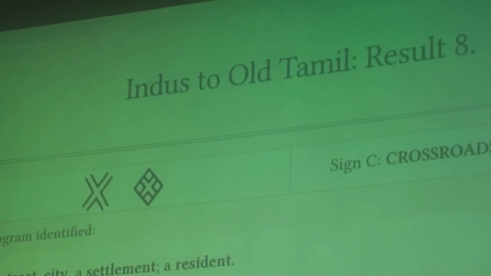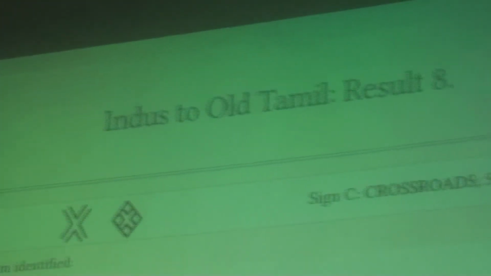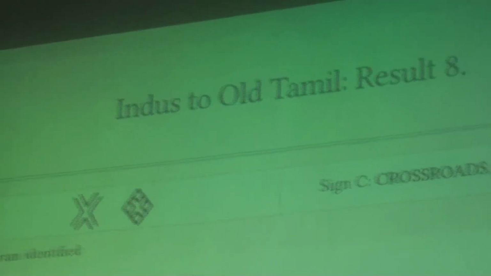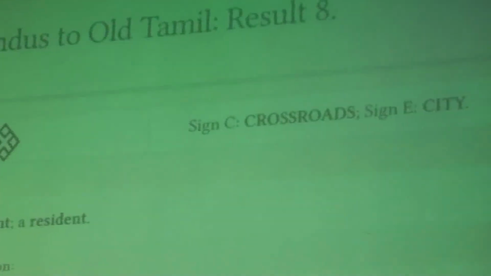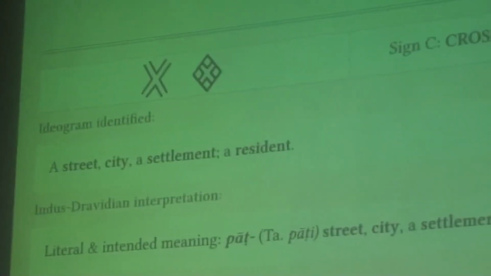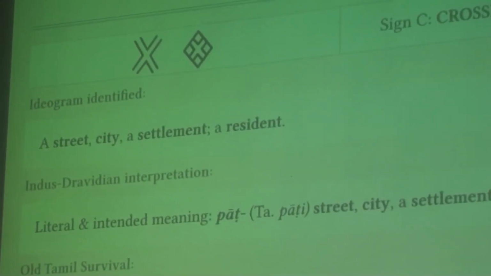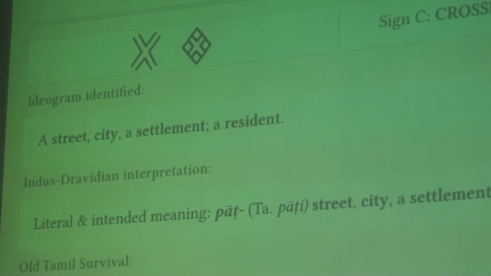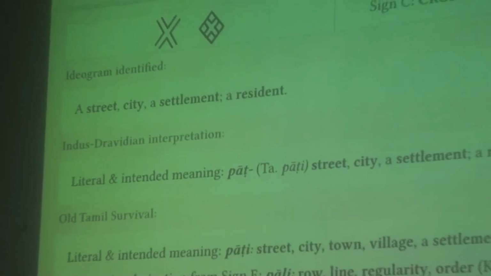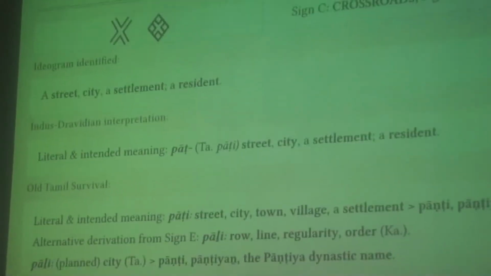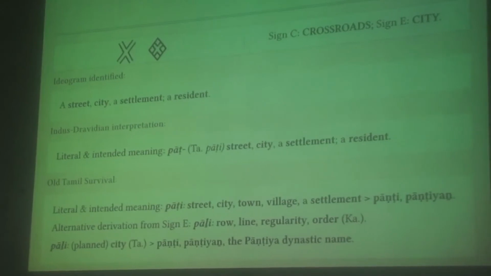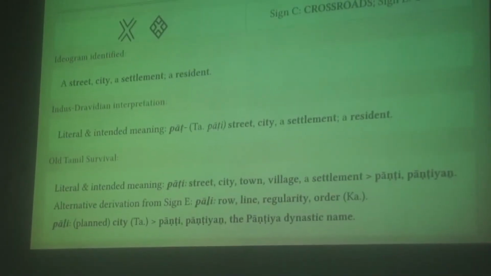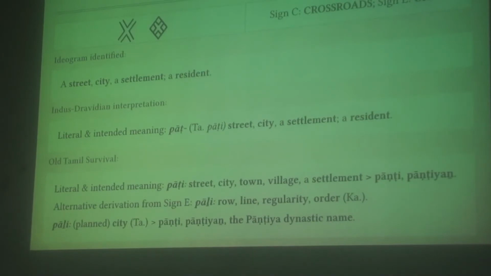Then we go to the third sign. Here I introduce a compound sign. On the left you find sign C, crossroads or street face. On the right, the crossroads is enclosed within walls. Now, the crossroads is enclosed within 4 walls. So, it is a city, incidentally identical to the city ideogram in the Egyptian hieroglyphic script. So the ideogram is identified, so far as the left one is concerned, as a street, and from that a settlement and the residence, which I already mentioned, and the Indus interpretation I have already mentioned.